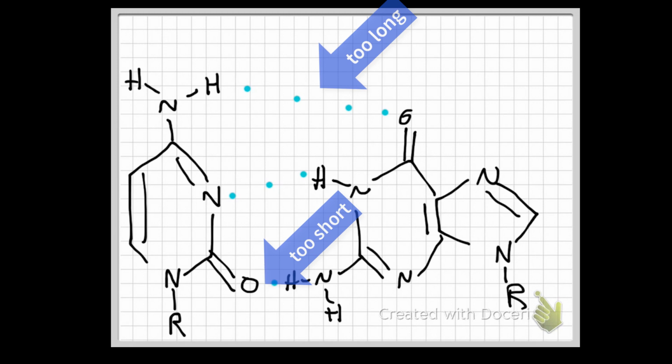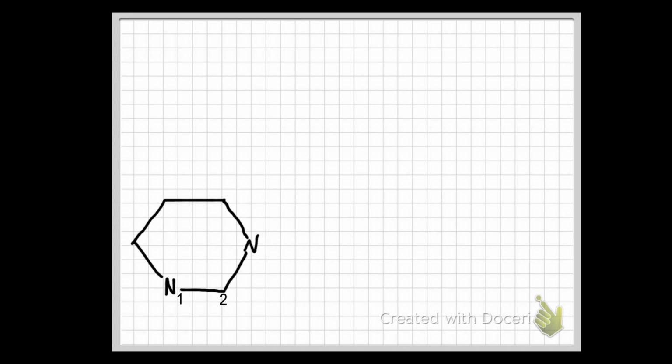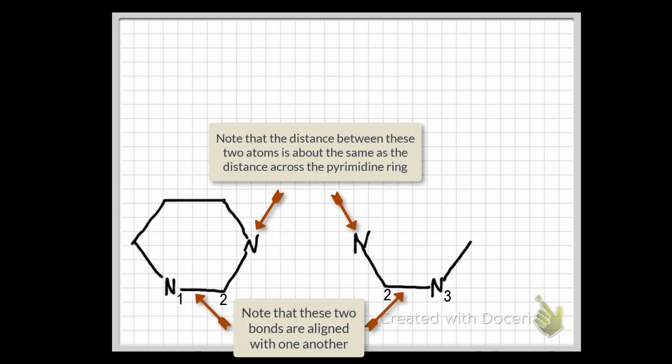So let's look at a better way to draw a base pair. First, we should draw the N1C2 covalent bond of the pyrimidine ring so that it's parallel to the bottom of the page. Then we draw the rest of the pyrimidine ring skeleton. Next, we draw the purine ring skeleton so that the C2N3 bond is also parallel to the bottom of the page and in line with the bottom of the pyrimidine ring.